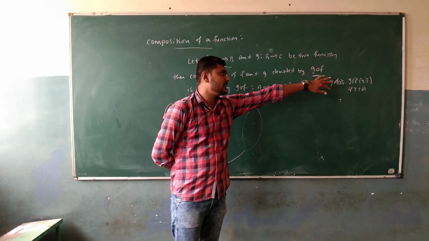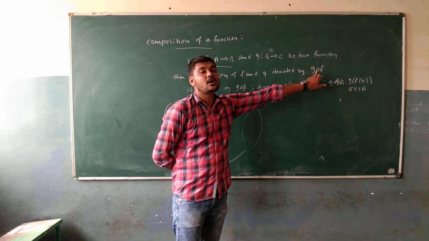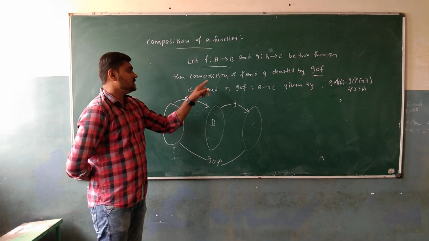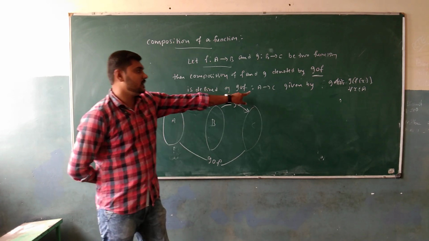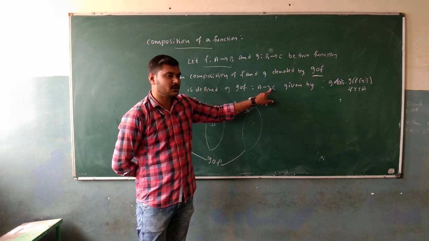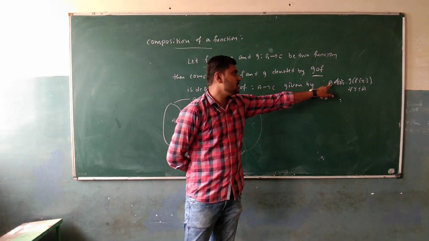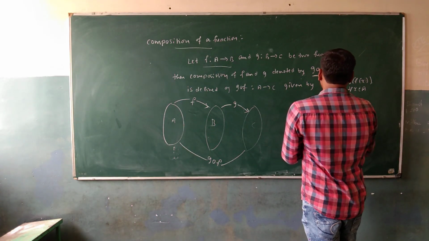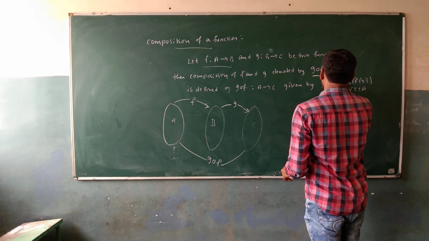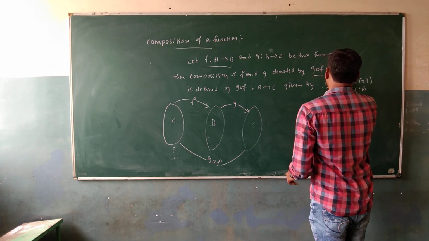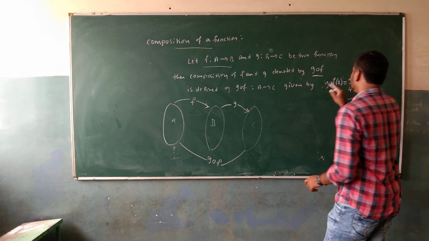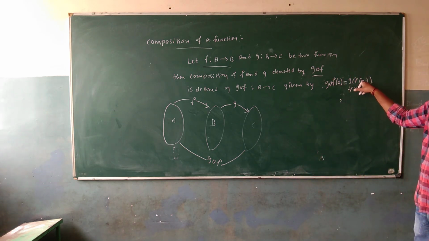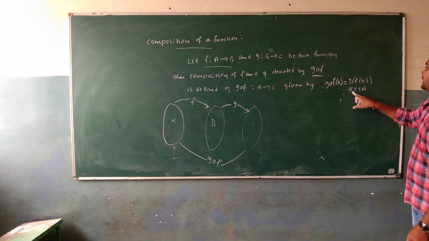We pronounce it as gof, okay? So it is defined as gof from A to C. Here A is going to be the domain and C is going to be the codomain, given by g of f of x. Let us write it this way: gof of x is equal to g of f of x for all x belongs to A.